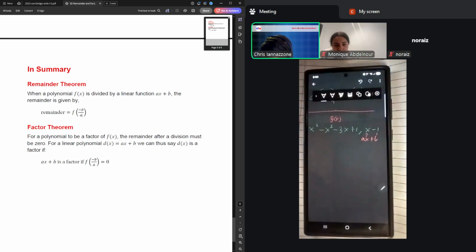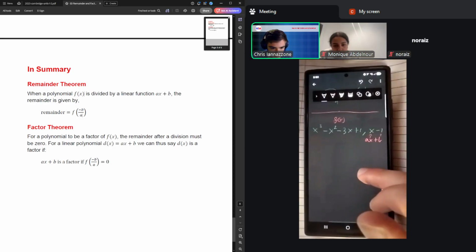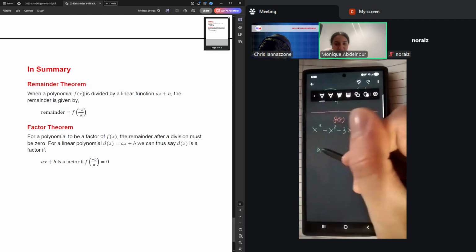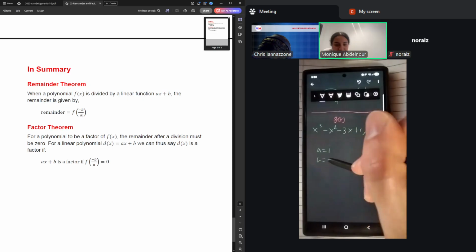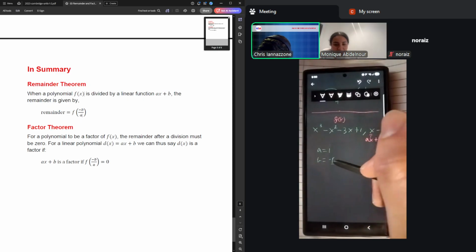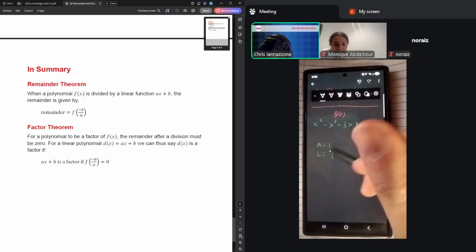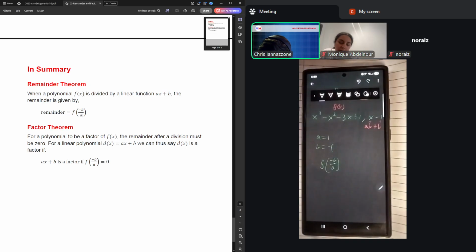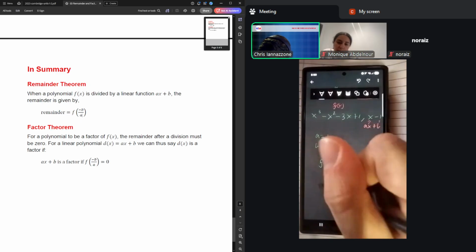What are a and b going to be in that case? A is 1 and b is negative 1. Perfect. Yeah, a is 1, b is negative 1. Absolutely right. Nice. So we know what f of x is, we know what a is, we know what b is. All we've got to do now is figure out what f of negative b over a is. How do we go about doing that?